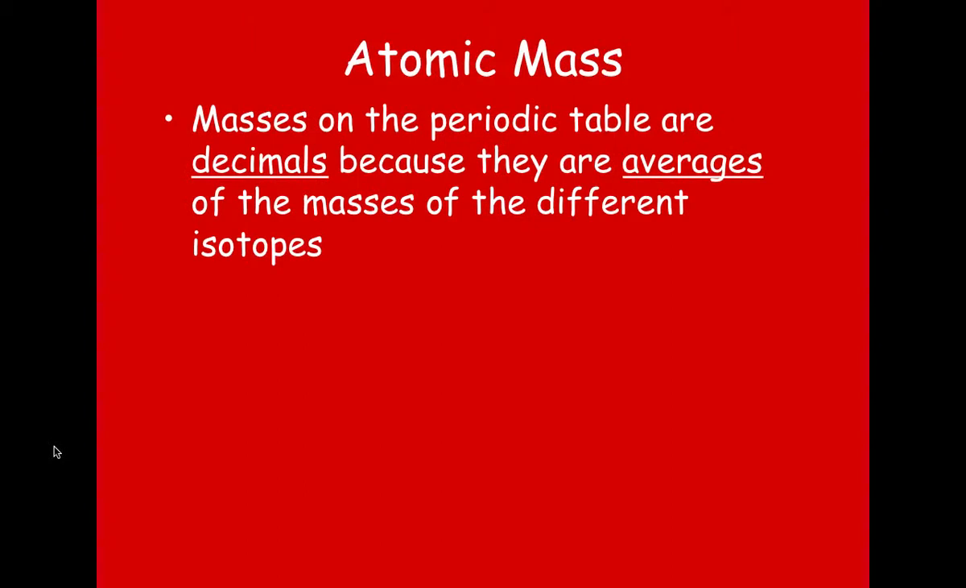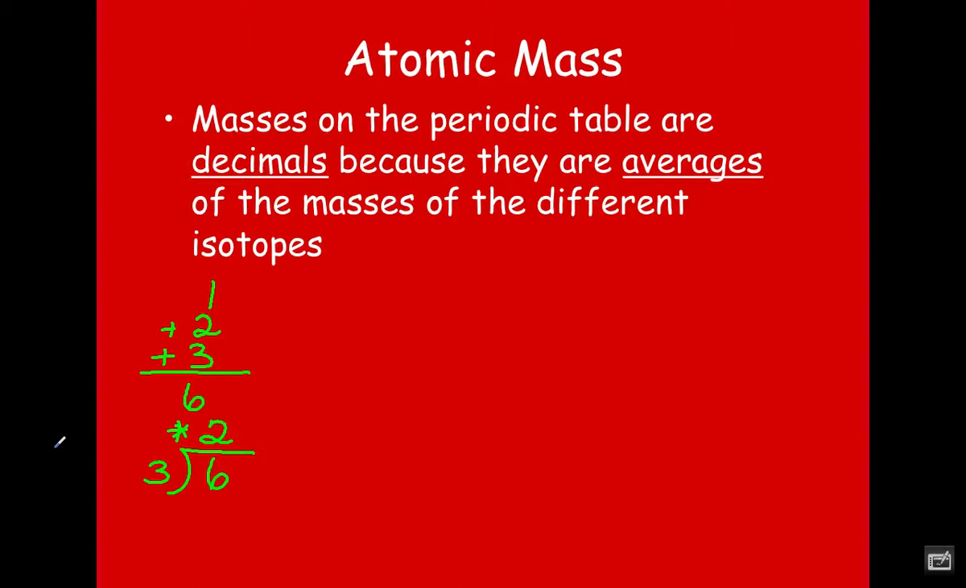That's because the masses on the periodic table are decimals, since they are averages of the masses. Now, going back to my example of hydrogen, this actually gets a little bit confusing, because if I take my mass of 1 plus my mass of 2 plus my mass of 3, I get a total of 6. To find the average, I take 6 divided by 3, because I had 3 units there, so my average should be 2. But if you look at the periodic table, my average is 1.